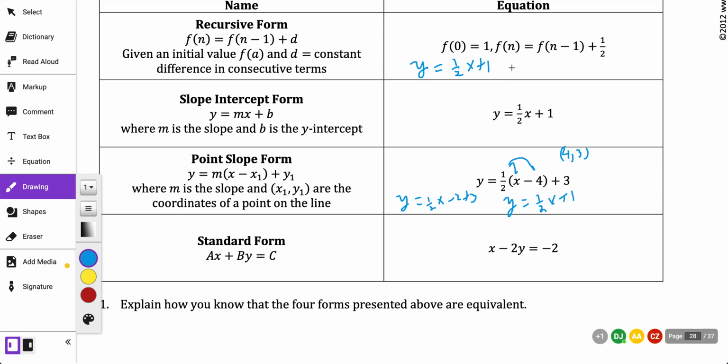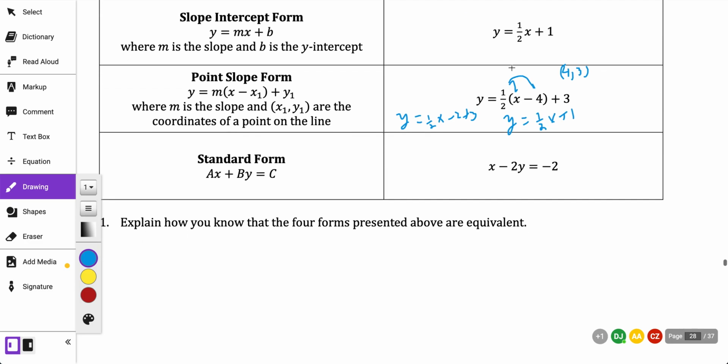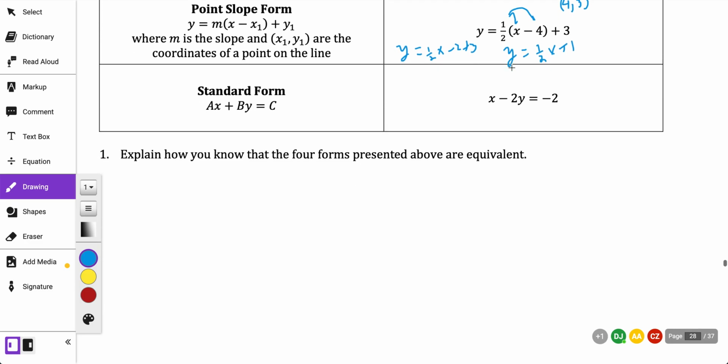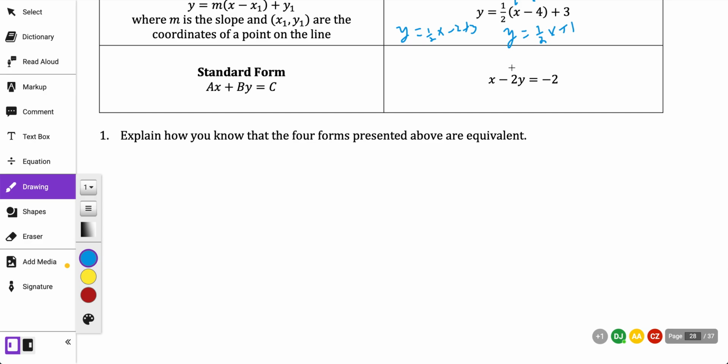One we haven't looked at since 8th grade is standard form. Standard form is used to find 2 and only 2 points. These two and only 2 points are the x and y intercept. So if you plugged in 0 for x, you could solve for y. If you plugged in 0 for y, you could solve for x.